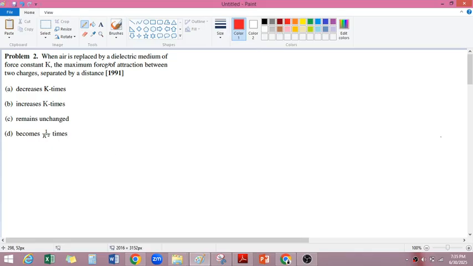When air is replaced by a dielectric medium of constant K, the maximum force of attraction between the two charges separated by a distance. Air is replaced by a dielectric medium. So let's say Q1, Q2, that's your charges. Let's say this is in attraction. So that means F is equal to K Q1 Q2 by R squared, or D square, whatever you want. So that's your R.